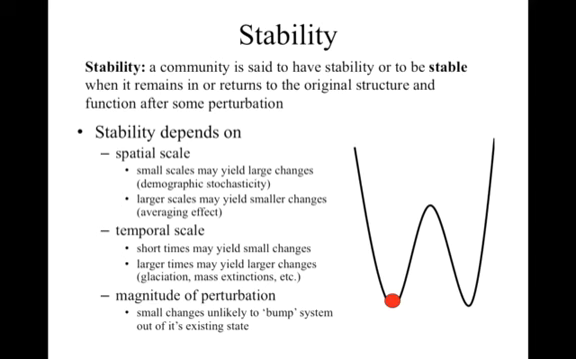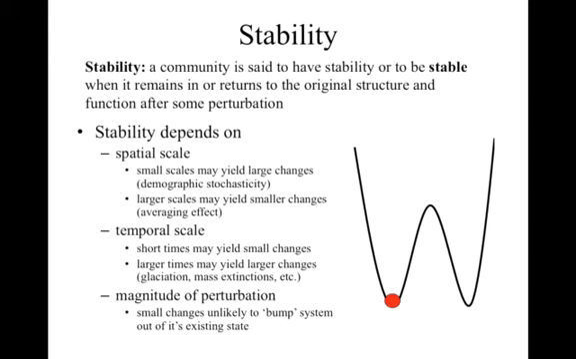And so again, this is an example of bistability. Depending on where I start, even if I do the exact same thing, I end up in different places. I end up with the fish population stable at 65, or I end up with the fish population going extinct. And so stability is this really critical idea to community ecology. A community is said to have stability, or to be stable, when it remains or returns to its original structure after some perturbation.